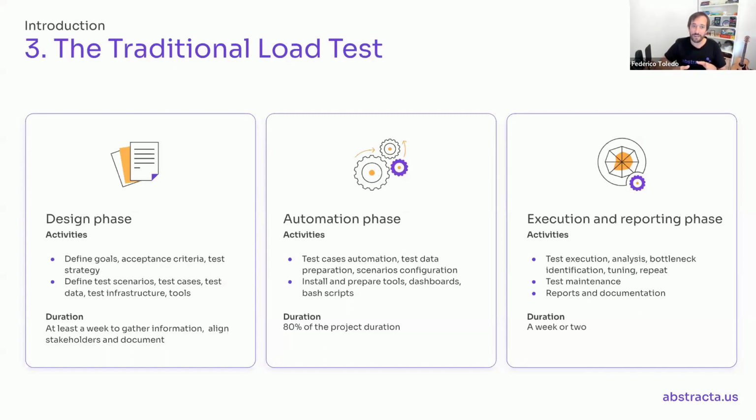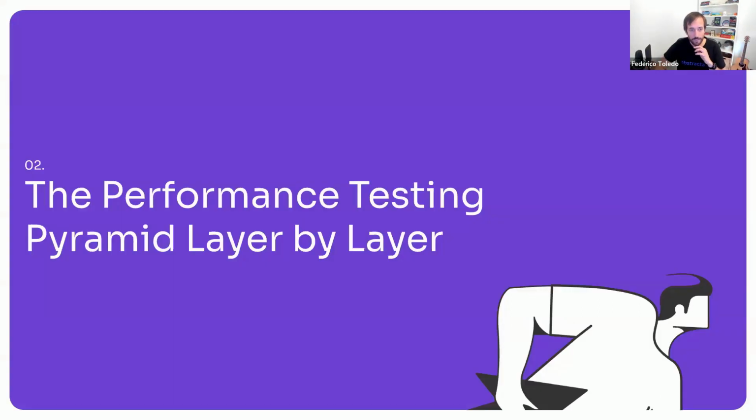So this is the traditional approach, and this is why I also want to propose something different that combines some more modern activities or a more modern approach to performance testing, complementing this traditional way of doing it. And this is why we came up with this model of the performance testing pyramid, and I will explain it layer by layer.